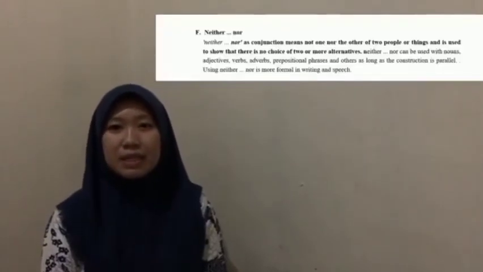Okay, I will continue our material about neither nor. Neither nor as a conjunction means not one nor the other of two people or things, and is used to show that there is no choice of two or more alternatives. Neither nor can be used with nouns, adjectives, verbs, adverbs, prepositional phrases, and others, as long as the construction is parallel. Using neither nor is more formal in writing and speech.